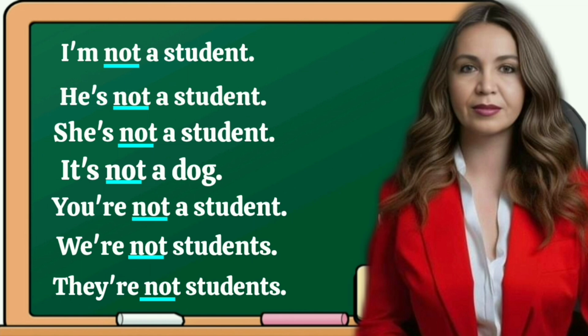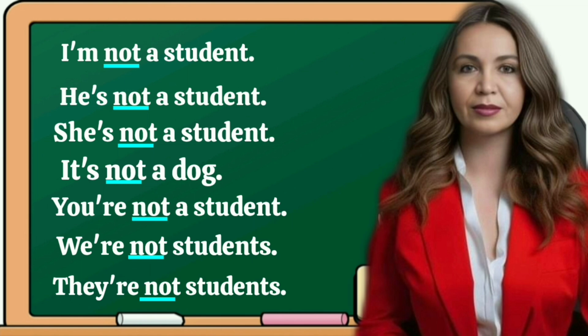Now listen carefully. When you say I'm not, it should sound like one word. I'm not a student. It sounds like one word. I'm not. Look at the next one. He is not a student. He is not a student.